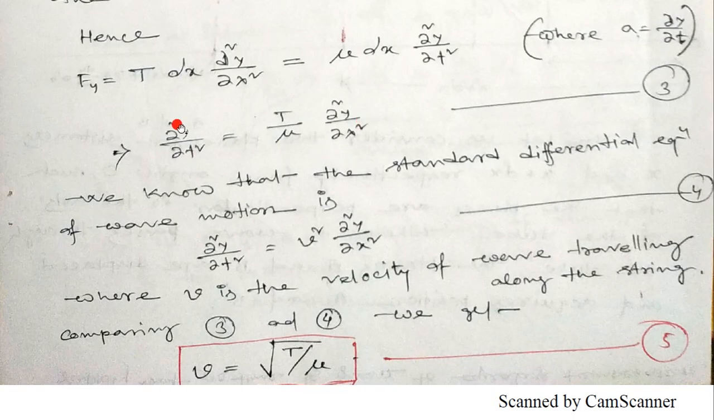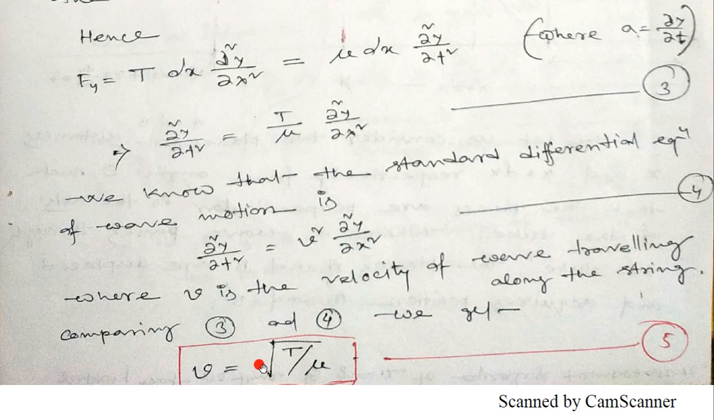So, if we compare this equation with the standard differential equation of wave motion, then we observe that v square equal to T by mu. Here v represents the velocity of the wave. So, velocity is equal to root over T by mu. So, this is the velocity expression that we need to determine for the transverse wave in a straight string.